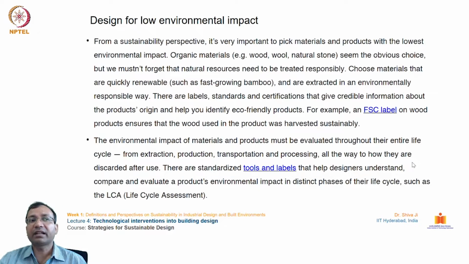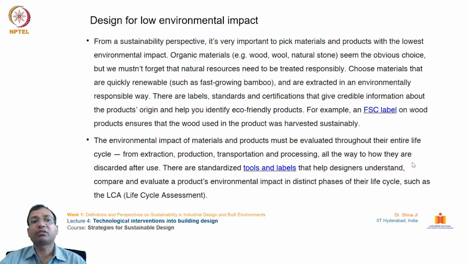There are labels, standards and certifications that give credible information about the product's origin and help you identify eco-friendly products. For example, you may have seen FSC labels on wood related products, which ensure that the wood used in the product was harvested sustainably from managed forests.